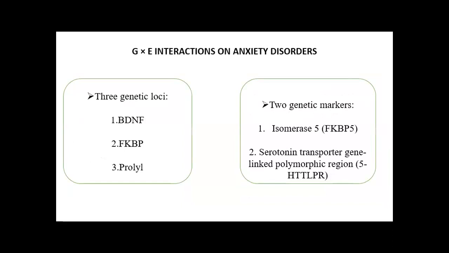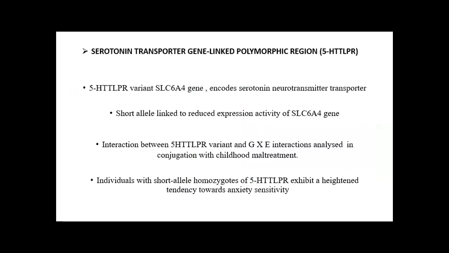Gene-environment interactions on anxiety disorder have been found to exhibit strong replications and association with anxiety-related gene-environment interactions. Three genetic loci have been identified, that is BDNF, FKBP5, and prolyl isomerase. Two genetic markers have been identified, 5-HTTLPR and its serotonin transporter gene-linked polymorphic region.